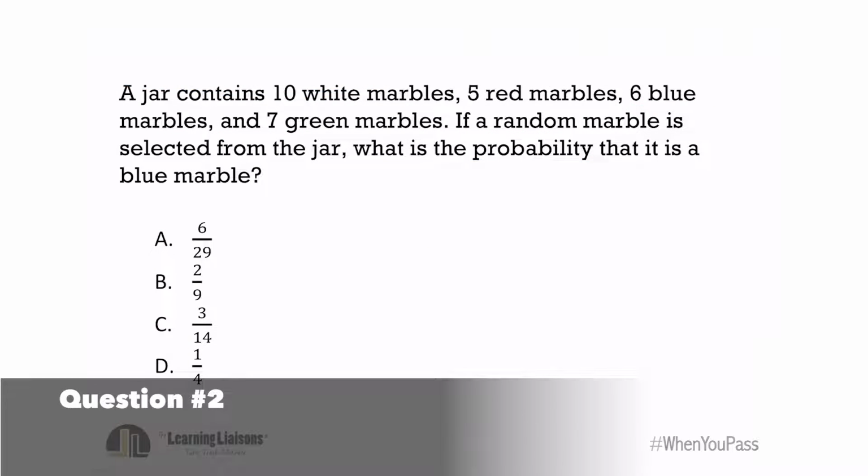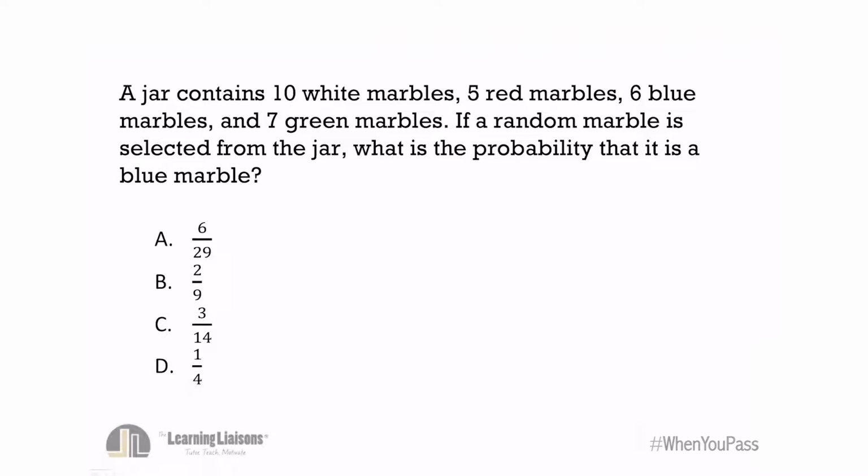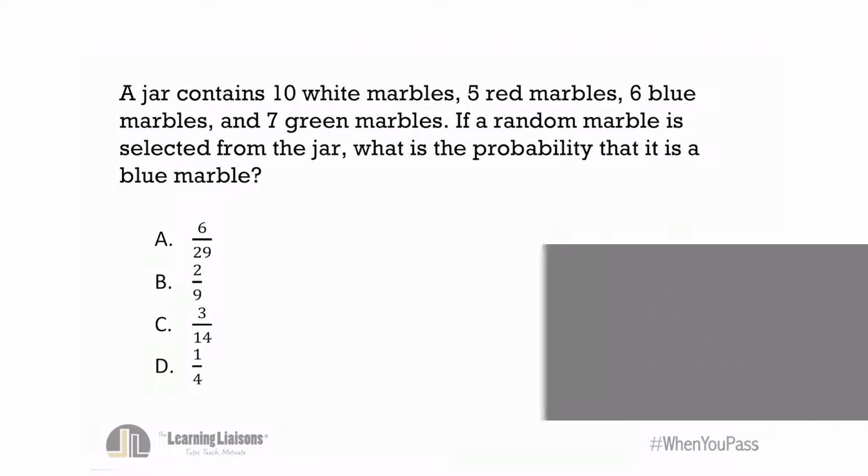A jar contains 10 white marbles, 5 red marbles, 6 blue marbles, and 7 green marbles. If a random marble is selected from the jar, what is the probability that it is a blue marble?